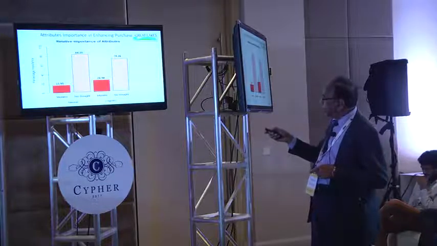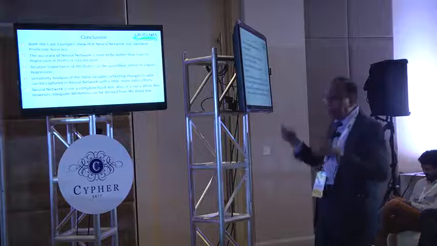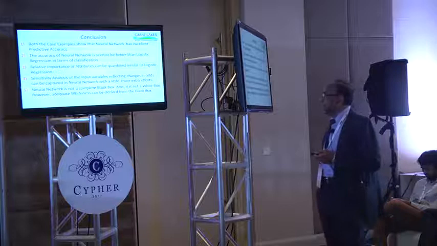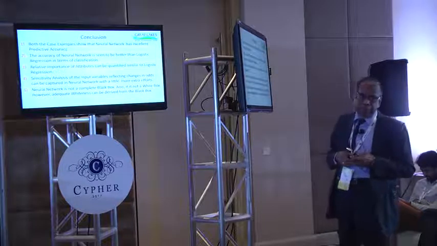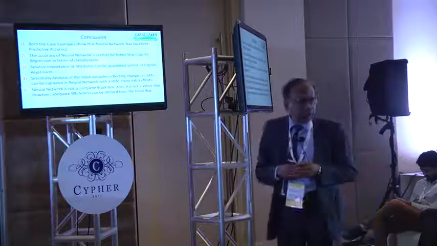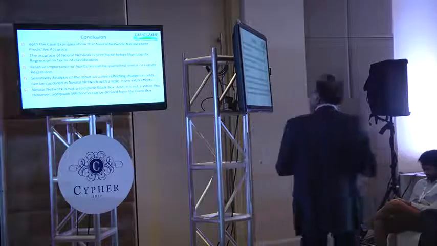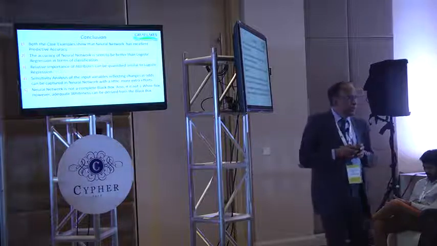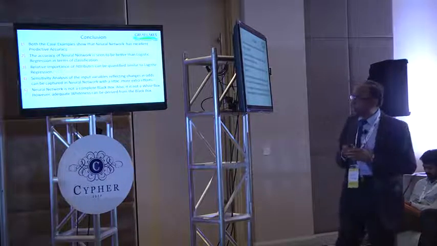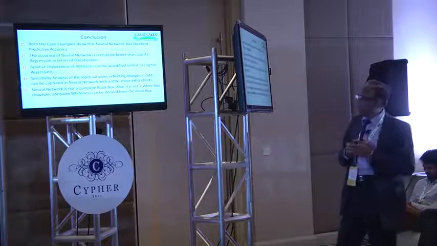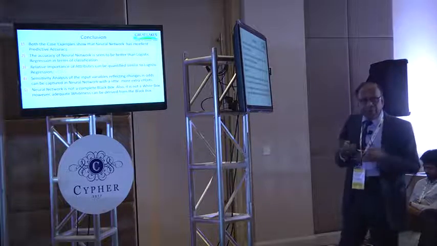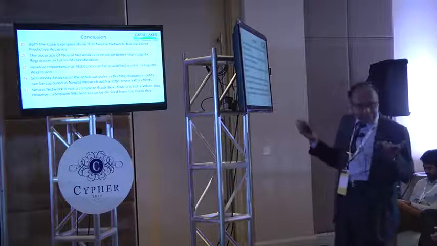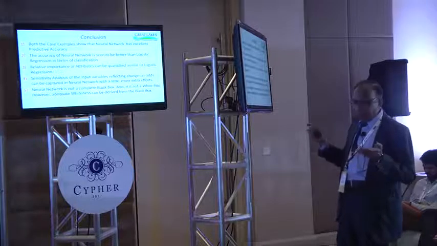So what I'm saying is some broad conclusions I'm drawing. Both the case problems, they reveal that neural network gives excellent predictive accuracy. It even gives better accuracy than the logistic regression in terms of the classification. The relative importance of the attributes or the input variables can be quantified as much as a logistic regression with a little more effort.